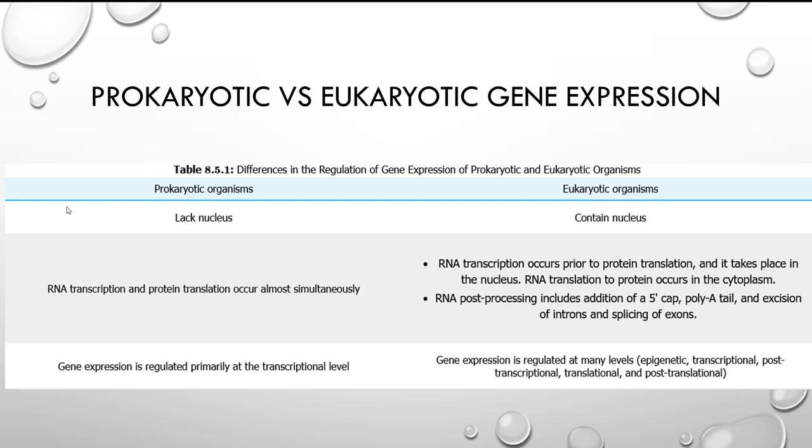Okay, and then we also have that special RNA processing that takes place between transcription and translation, where we add the 5' cap and the poly A tail, and we remove the introns and splice together the exons. And so that adds complexity to the whole process, and because of that, our gene expression is regulated at many levels.